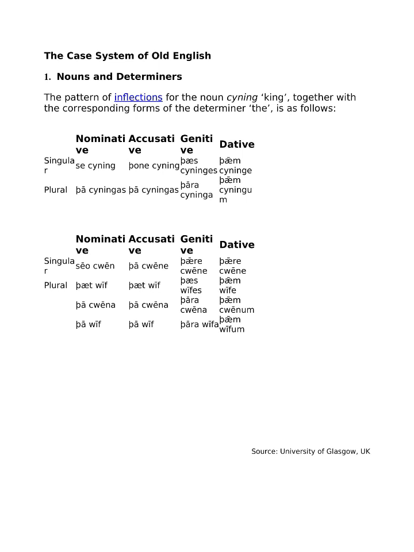Old English is famous for its inflections. Now here let's look at the pattern of inflections in nouns and determiners in Old English. The pattern of inflections for the noun king in Old English, cyning, together with the corresponding forms of the determiner the, is as follows. We can see here in the table nominative, accusative, genitive, and dative, and how the inflections change as the cases change in singular and plural, which are so different.